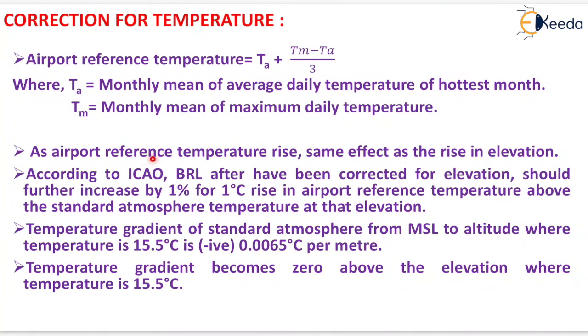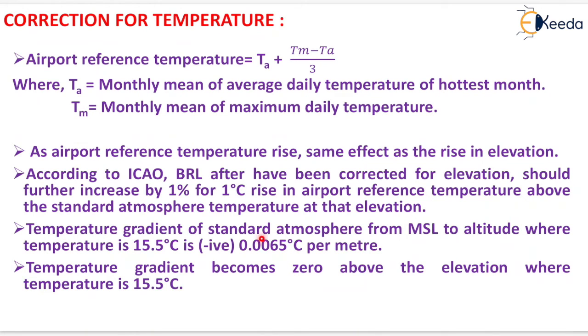As airport reference temperature rises, the effect is the same as the rise in elevation. According to ICAO, the basic runway length, after being corrected for elevation, should further increase by 1% for 1 degree Celsius rise in airport reference temperature above the standard atmospheric temperature at that elevation.